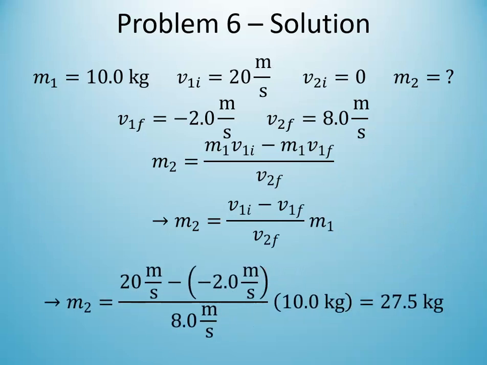Notice that when we plugged in our givens, the final velocity of mass 1, the first mass, the known mass, was negative 2 meters per second because we said it bounced back. That's where the negative sign comes from. It bounced back. So, plugging all of that in, we get that in order for this to have been true, the unknown mass must have been 27.5 kilograms.